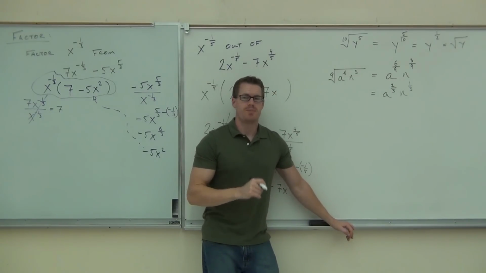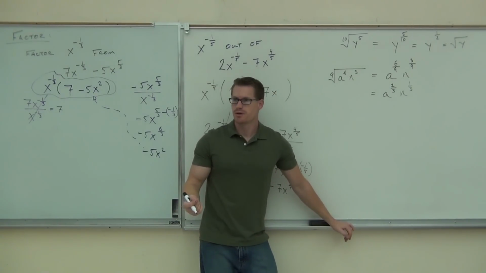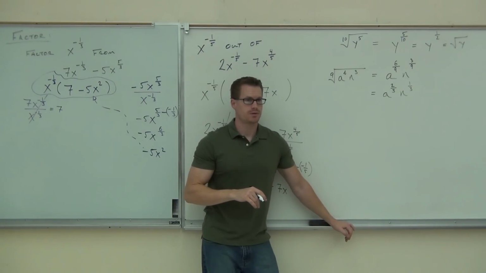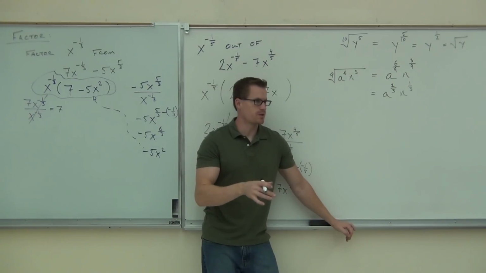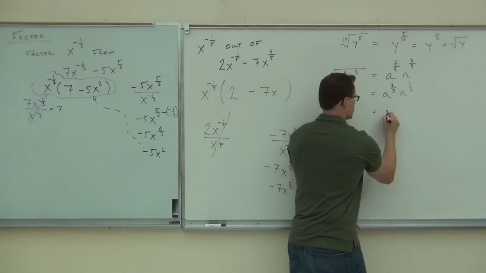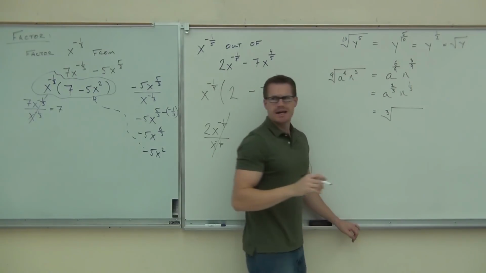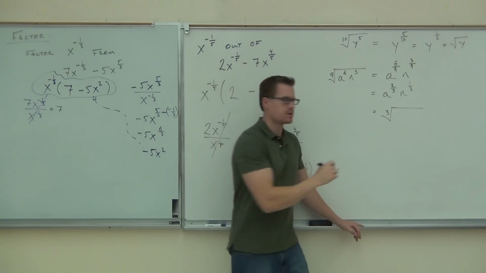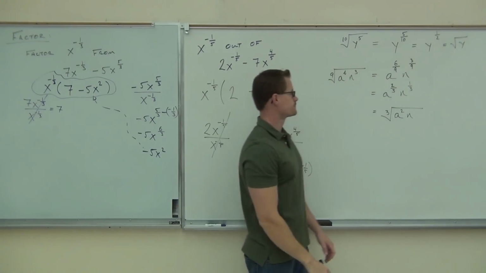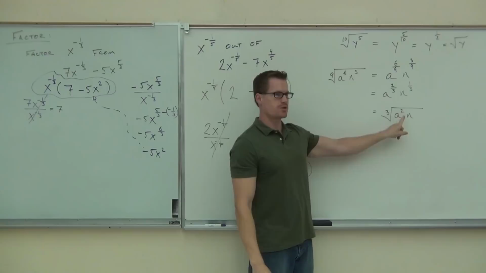Now, can you write that back as a root? Third root. Why a third root? Because that's what they both have. Okay, the denominators are 3. That means that we're going to certainly have a cube root. A to what power, ladies and gentlemen? Square. And n to what power? First. Does this represent that okay for you?